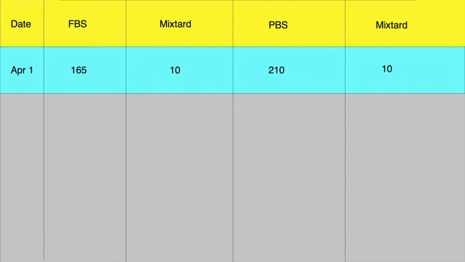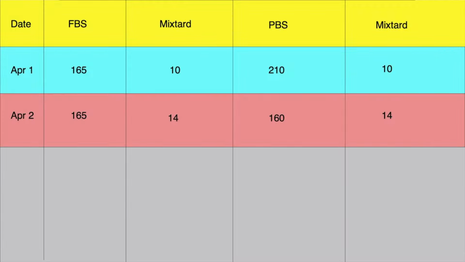Let us suppose the person is on Mixstard twice a day. We document a similar table, but we only need to check fasting blood sugar and 2-hour post-breakfast or 2-hour post-lunch sugar. Let's say on April 1st, the fasting blood sugar was 165 and the patient received 10 units of Mixstard half an hour before breakfast. His post-breakfast sugar reading was 210 milligrams percent and he received a night dose of Mixstard of 10 units.